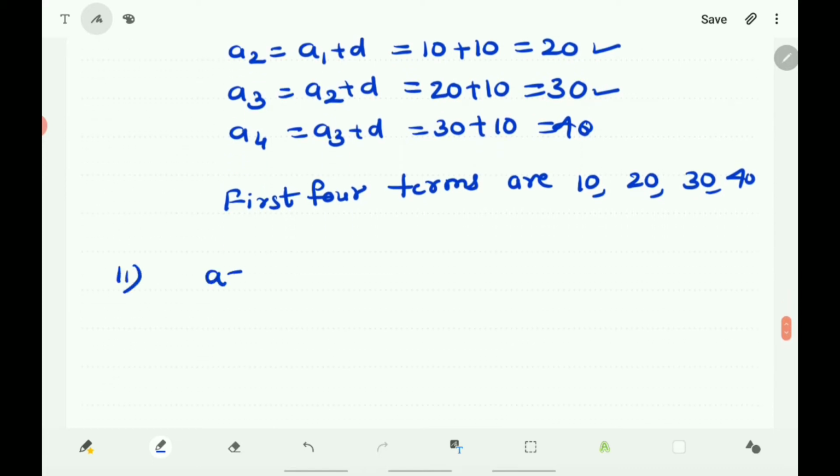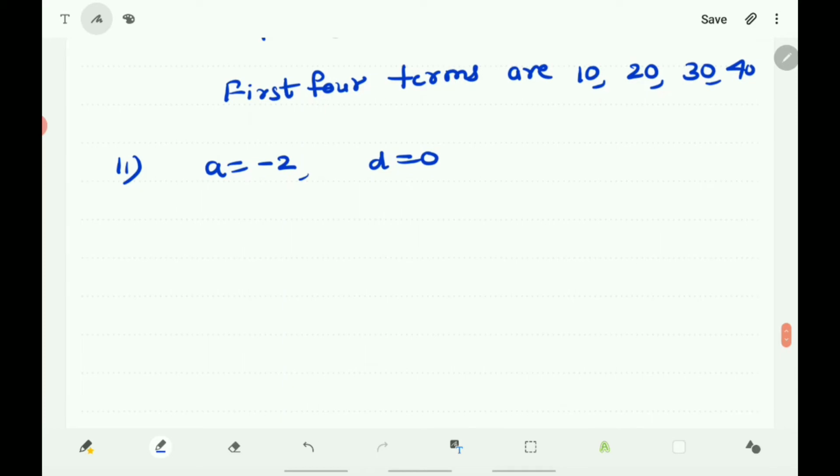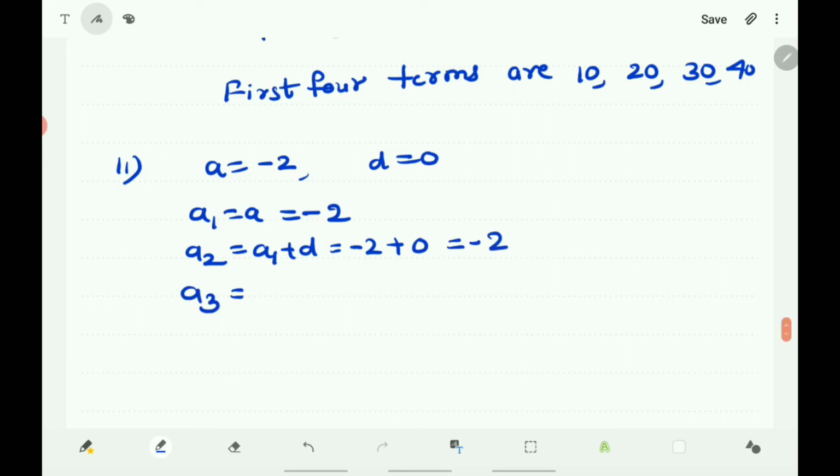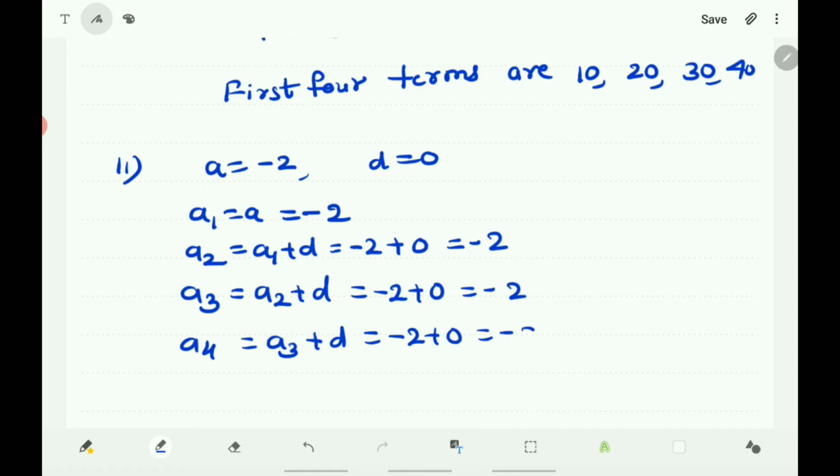Here A is given as minus 2, D is 0. As usual, first term A1 means A only, that is equal to minus 2. A2 means A1 plus D. That is minus 2 plus 0. Why 0? Because D is 0. So it is minus 2. A3 is A2 plus D. Again it is minus 2 plus 0, minus 2 only. A4 means A3 plus D, that is minus 2 plus 0, again it is minus 2.